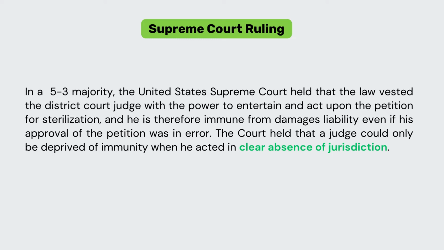Now, this is what's important. The court held that a judge could only be deprived of immunity when he acted in clear absence of jurisdiction. Sometimes they call it complete absence of jurisdiction. That is when a judge does not have absolute immunity. Let's talk about this a little more.